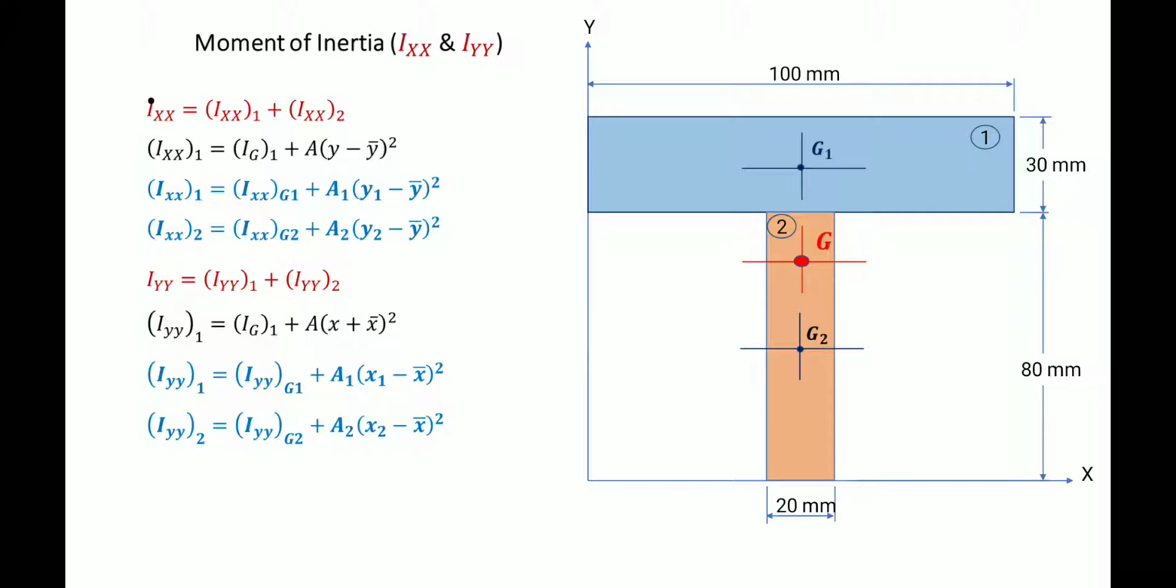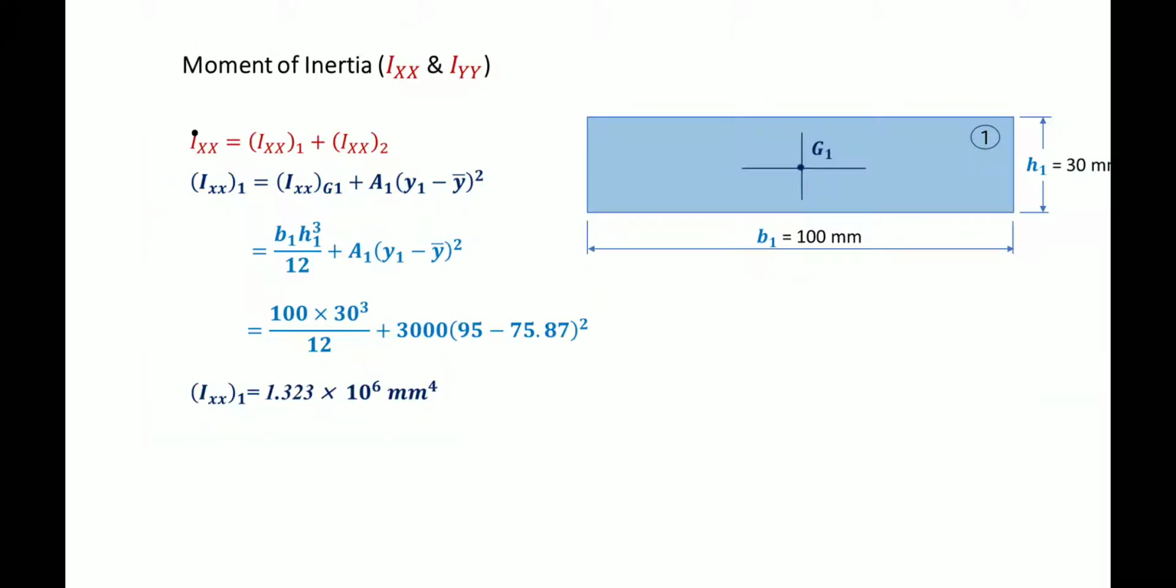After this formula we go for calculating. So one by one we have to calculate. For the first section I am going to calculate, so I am going to find Ixx. For the first section, what is the formula? Ixx1 is equal to Ixx at G1 plus A1 into y1 minus y bar the whole square.